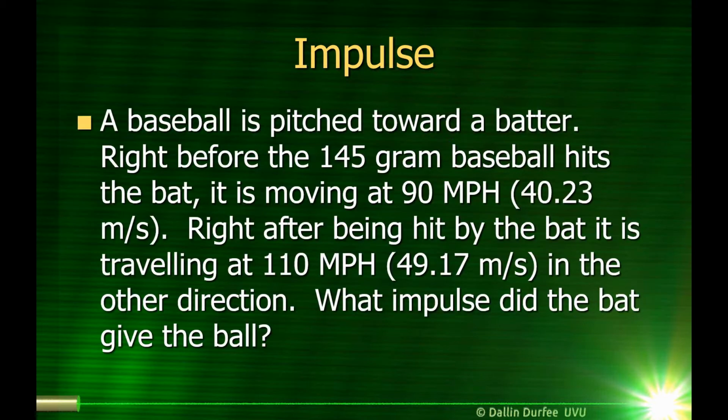Okay, so a baseball is pitched toward a batter. Right before the 140-gram baseball hits the bat, it is moving at 90 miles per hour, which is 40.23 meters per second. Right after being hit by the bat, it is traveling at 110 miles per hour, 49.17 meters per second, in the other direction. What impulse did the bat give the ball?